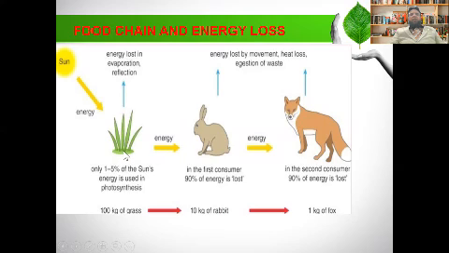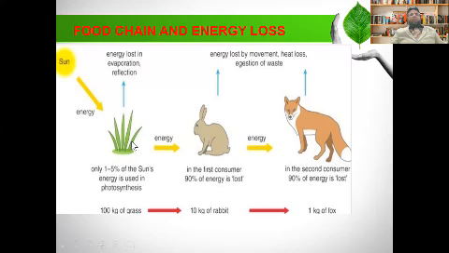Now when this plant is eaten by an animal, as you can see in the diagram, that is a rabbit, only 10% of the energy is transferred to the rabbit, but 90% is lost in the environment. And when the same rabbit is eaten by another carnivorous animal, that is a fox, again 90% is lost in the environment and 10% of the energy is transferred to the fox.